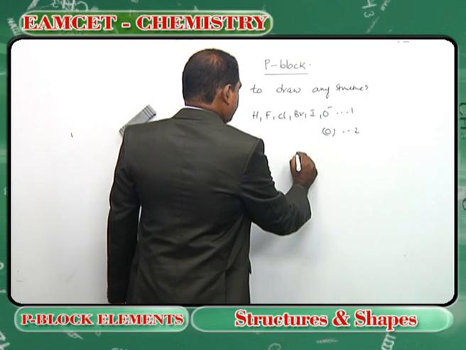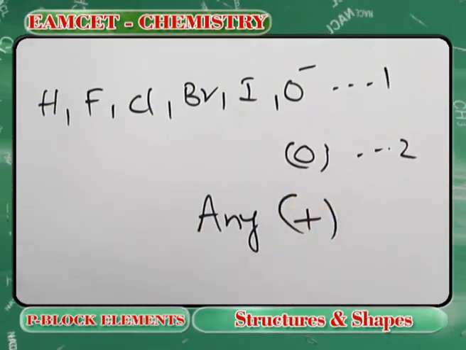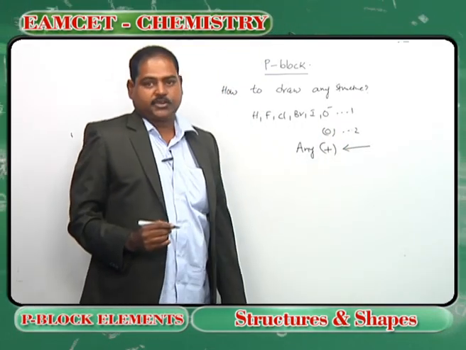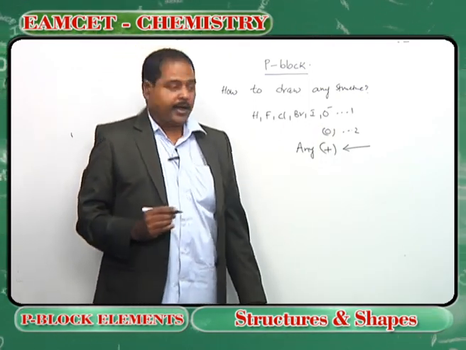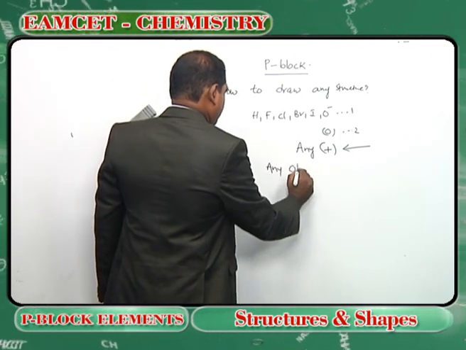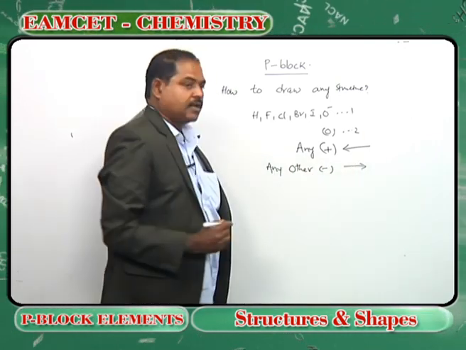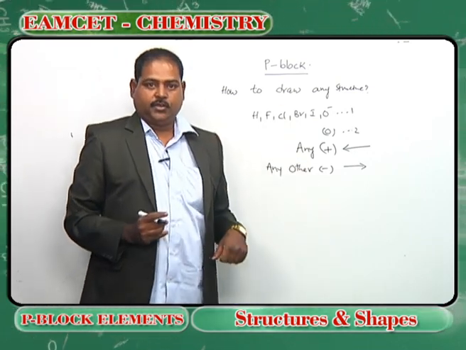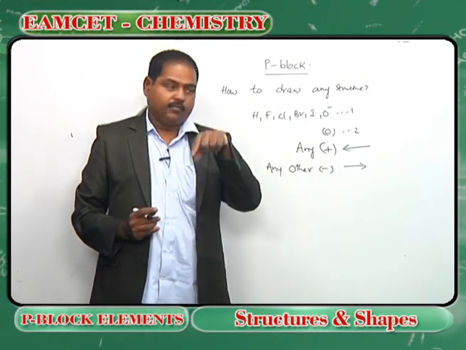And any plus in a group, suppose you have a positive species in a group, any plus accepts a pair of electrons, accepts a lone pair of electrons from, of course, the central atom. And any other minus other than O minus, any other minus donates a pair of electrons to the central atom. If you have understood this, we can apply this in many cases. Hydrogen, fluorine, chlorine, bromine, iodine, wherever they form one bond.